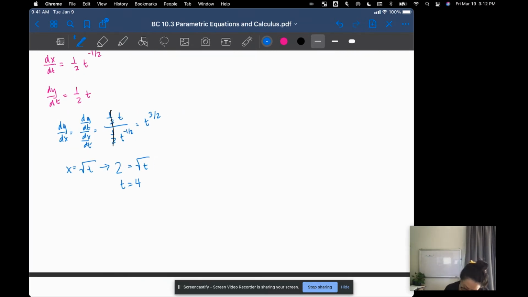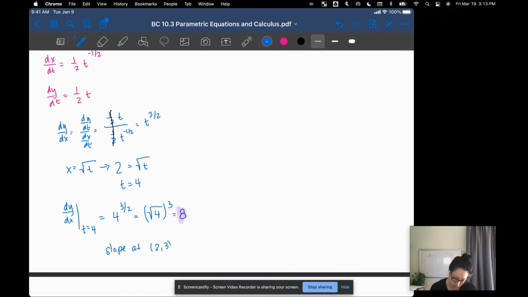So I need to evaluate dy/dx at t is equal to 4, which is 4 to the 3 halves, or the square root of 4 cubed. So 2 cubed is 8. All right, so the first derivative of the parametric function is 8, or the slope is 8. The slope at 2 comma 3 is 8.